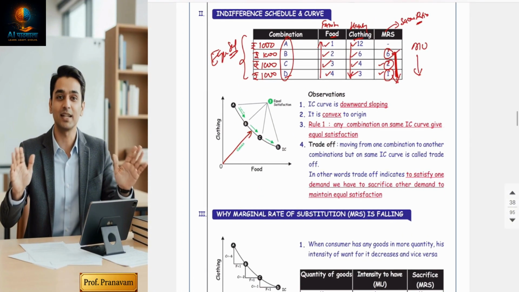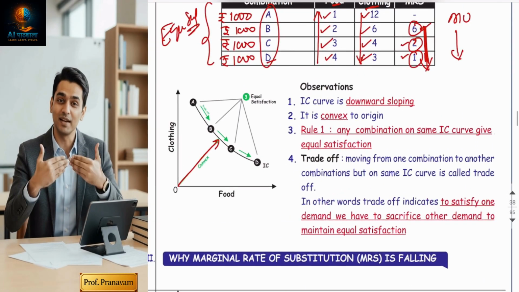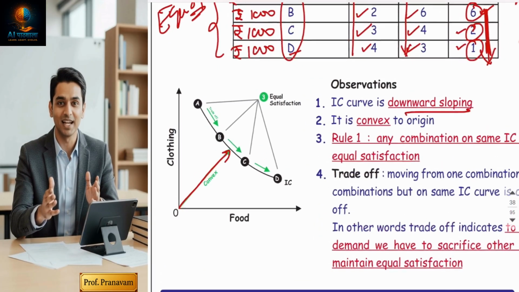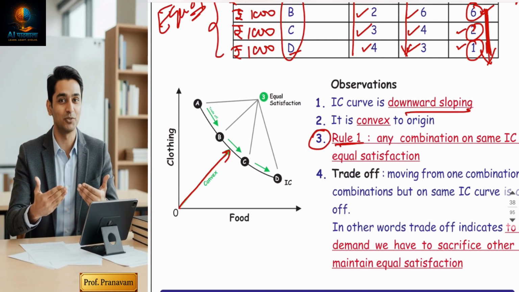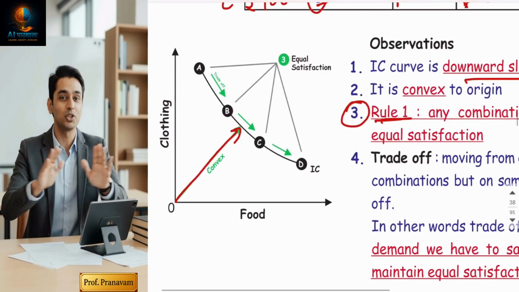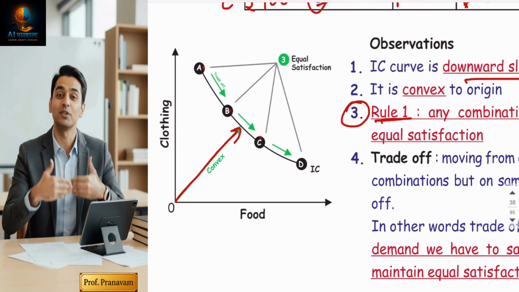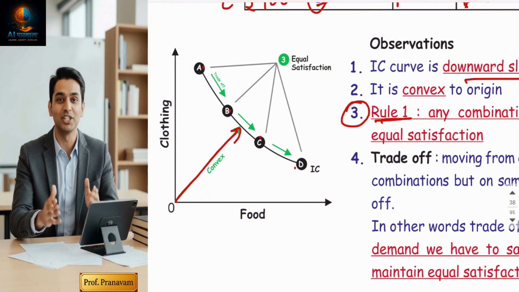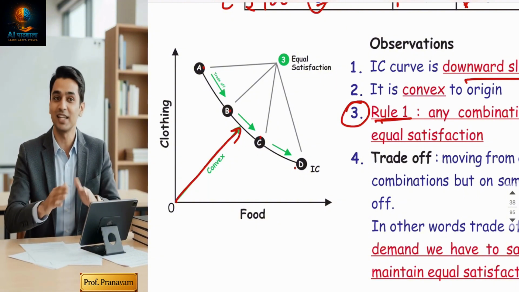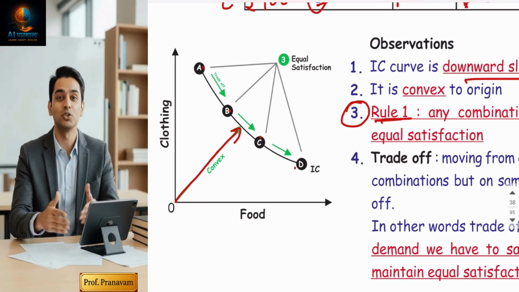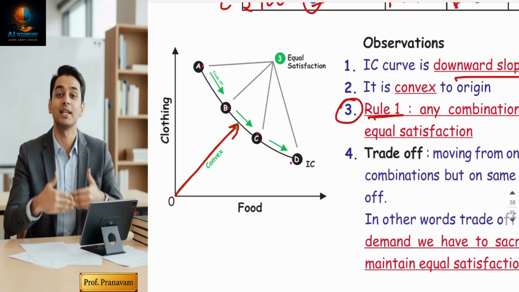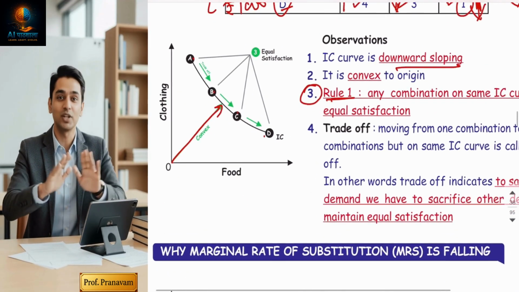So there are 4 points to understand over here. Indifference curve is a downward sloping curve. It is convex to origin because MRS is falling. And the first rule, this is the main part of this theory: any combination, whether A, B, C, D, any combination you purchase on the same curve is going to give you equal satisfaction. So the first rule is any combination on the same curve gives you equal satisfaction. Are you getting my point?